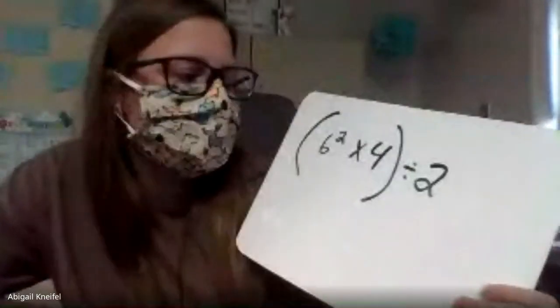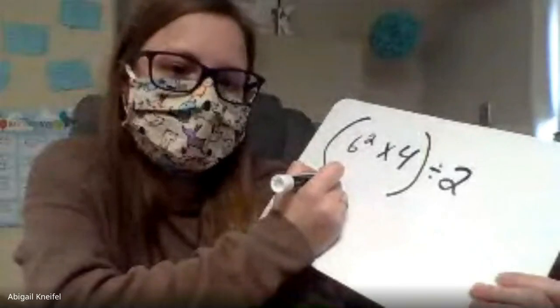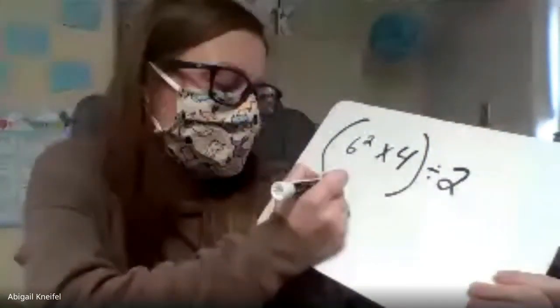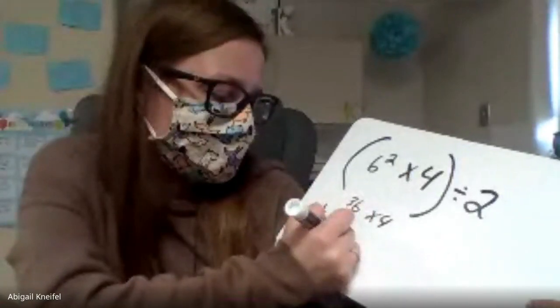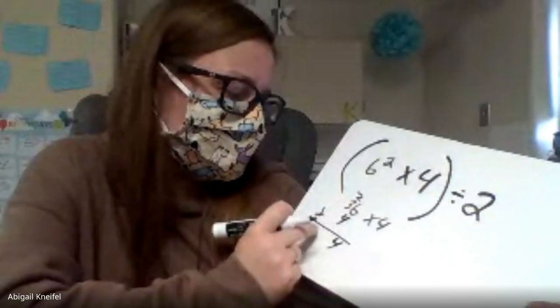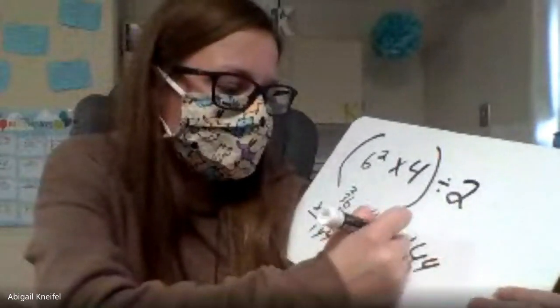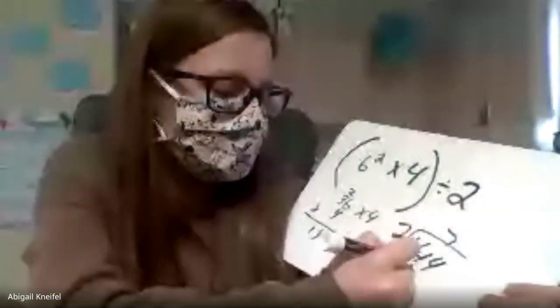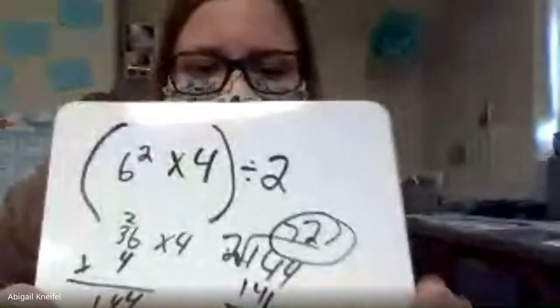In this case, in order to do the parentheses, you have to do your exponent. So 6 times 6 is 36 times 4. 36 times 4 is 144. 144 divided by 2 is 72. Your answer should have been 72.